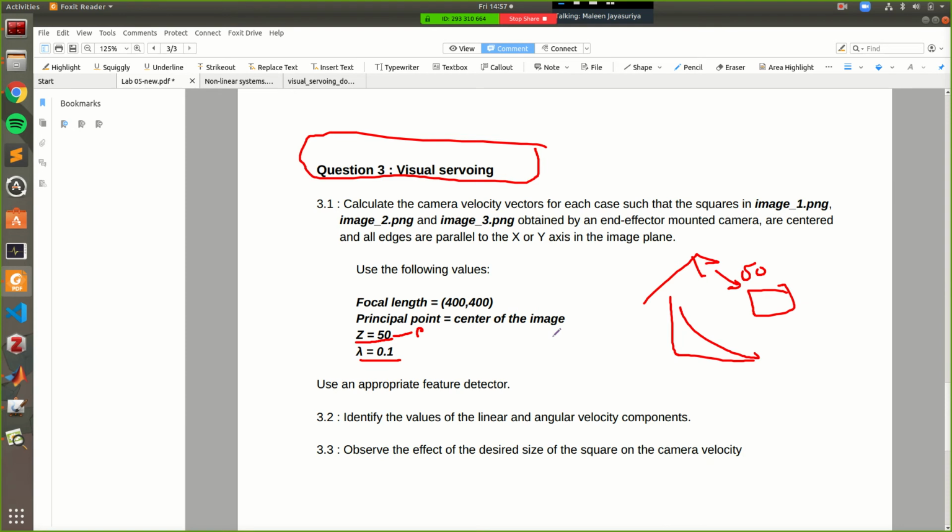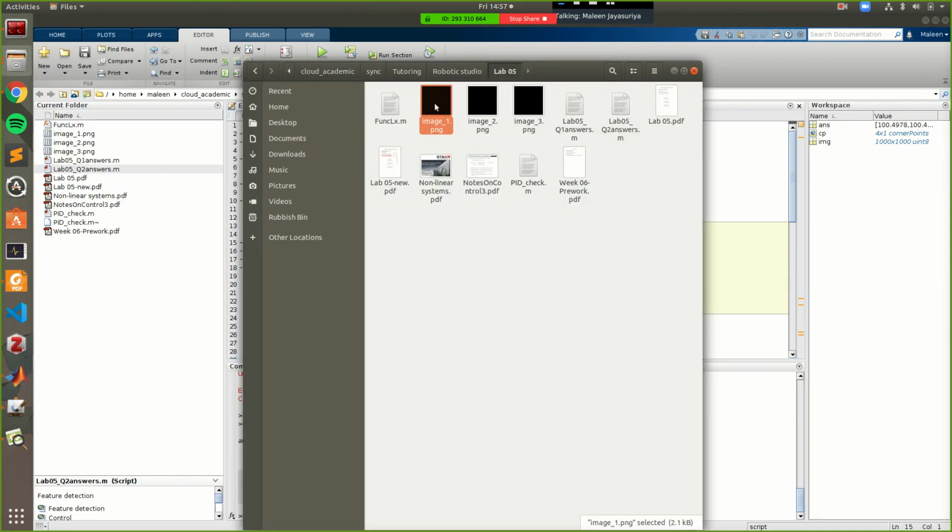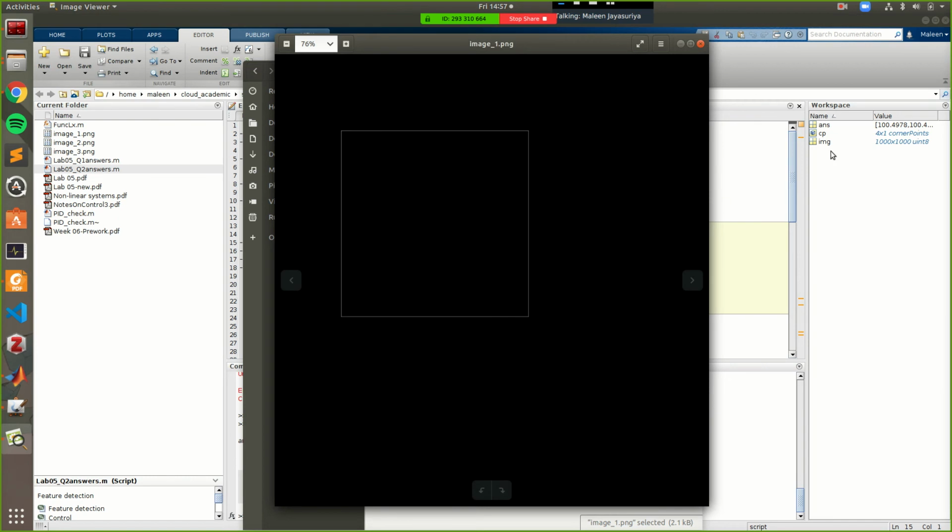And the principal point is the center. The focal length is 400 by 400, right? So we have all these intrinsic parameters of the camera here. So now we have the first image. We found the four corners of this image using the Harris corner detector.